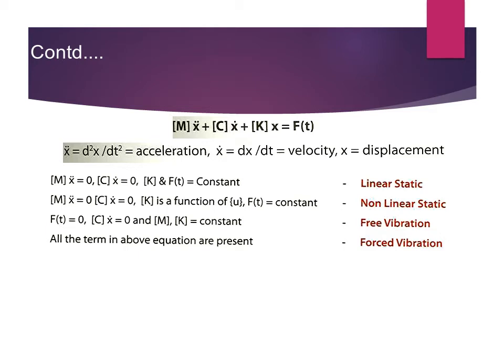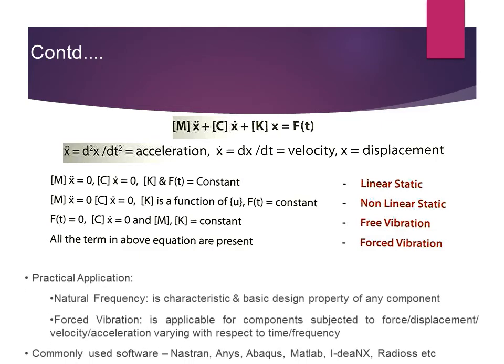Suppose F of t is equal to 0, damping, that is C x dot, is equal to 0 and M and K are constant, then you can say that it is the free vibration because damping is 0. Suppose all the terms in the above equation are present, that is mass, damping and K, that is M, C, K, even acceleration, velocity and displacement are present, and F of t is also there, then it is known as the forced vibration.